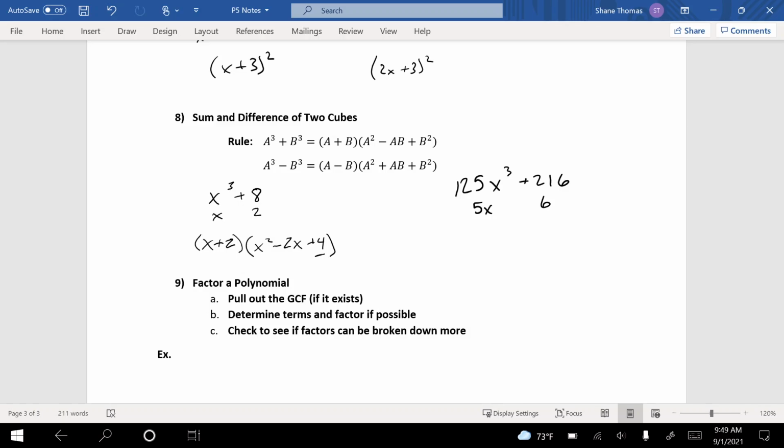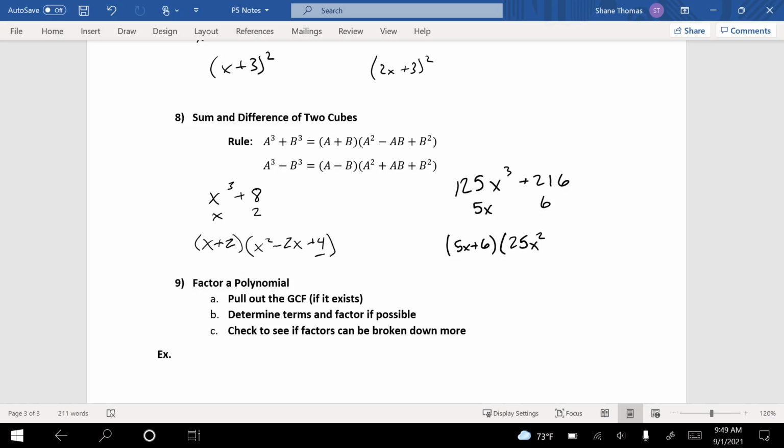Okay, so I'm looking at the first one yet again. A plus b, 5x plus 6. Now, right here's a big mistake. A squared. I have to square both of these. A lot of times people will put 5x squared. I have to square them both. What's 5 squared? 25. 25x squared.